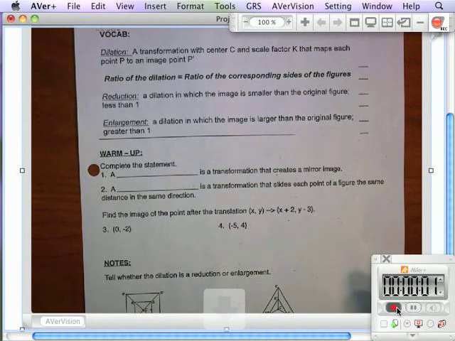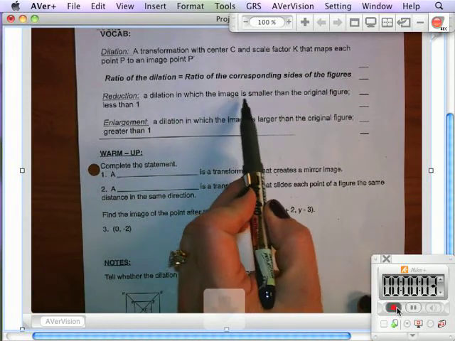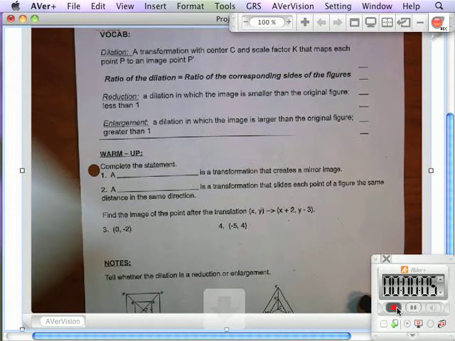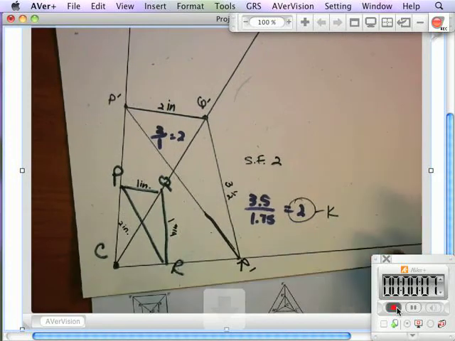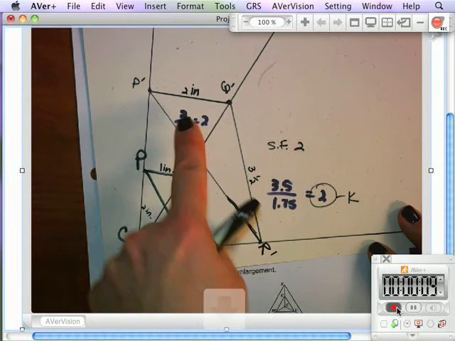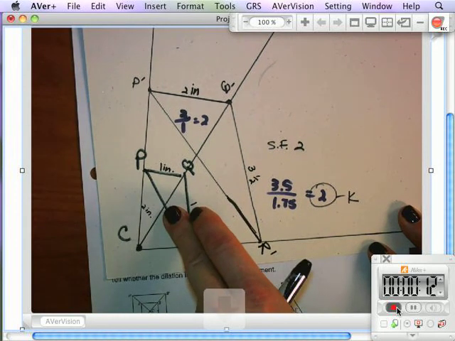If we were to go to a dilation in which the image is smaller than the original figure, that's when you have a scale factor less than 1. If we were to go from here to here, we would be doing a reduction.